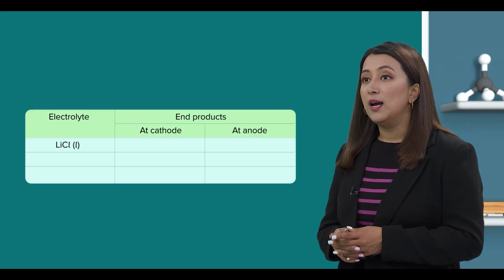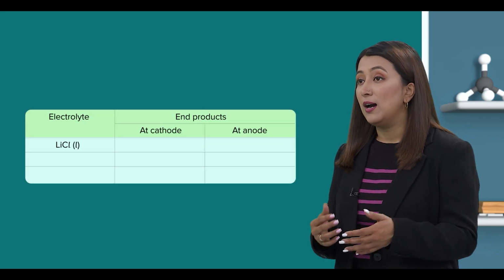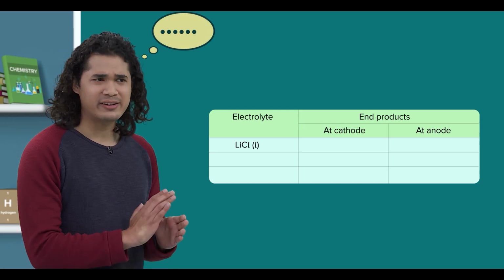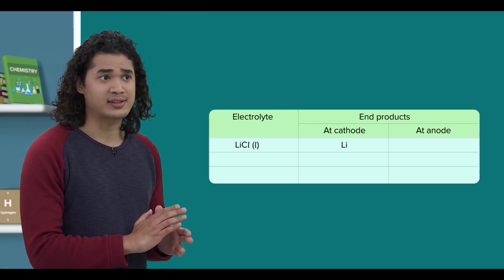Excellent. Thanks. And teacher, I think I'm quite good at figuring out the end products of electrolysis of compounds. Are you sure about that? Of course. All right then. What will be formed at the electrodes if we electrolyze molten lithium chloride? Lithium at cathode and chlorine gas at anode.